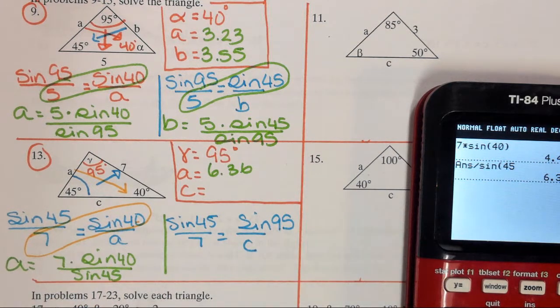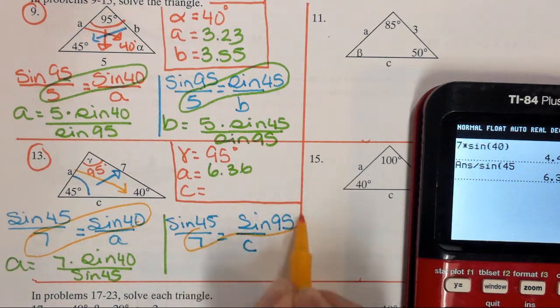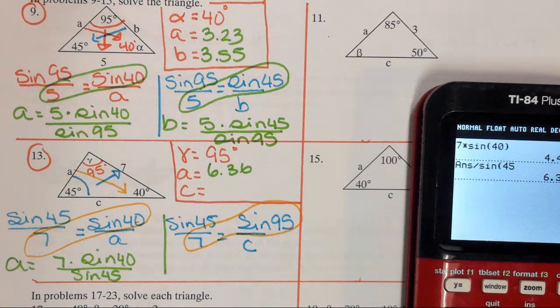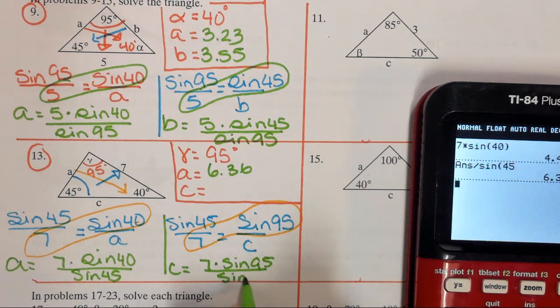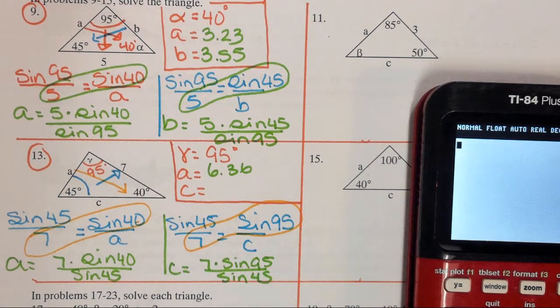Okay, and again we're going to circle the numbers that are diagonal. So C is going to equal 7 times sine of 95 divided by sine of 45. And that's what I'm going to type in my calculator. 7 times sine of 95, enter, divided by sine of 45. We get 9.86.